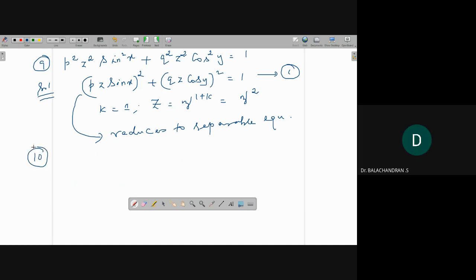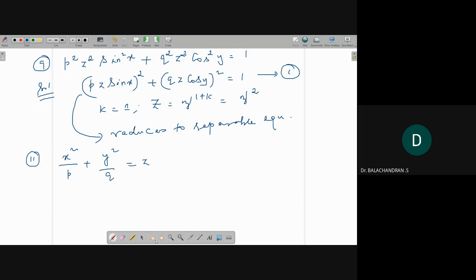What is the 10th problem? x plus pz, that is solved. We solved it yesterday. You can check. 11th problem: x square by p plus y square by q is equal to z. Okay, throughout divide by z, then what happened?